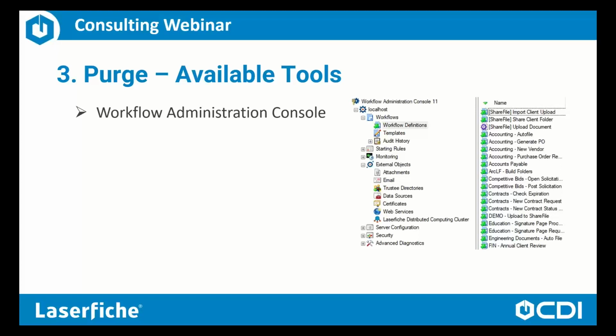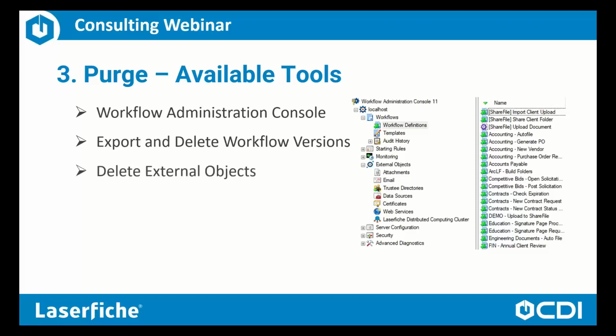Within the workflow administration console, if we select our workflow definitions, this will display all of our workflows that we have available in our system. From here, we're able to export and delete specific versions of workflows. And we can delete our external objects as well within the workflow administration console.